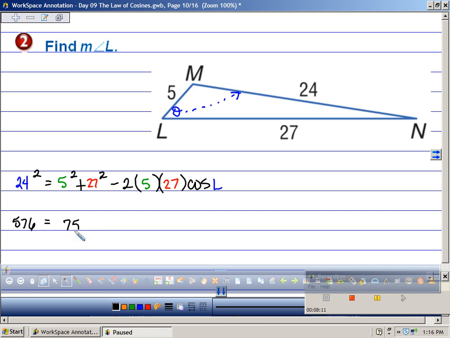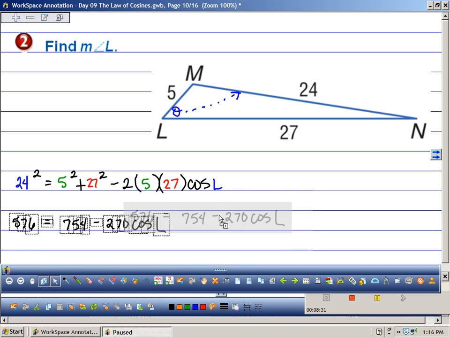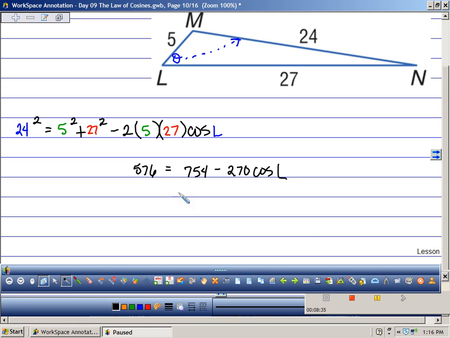I don't think it's the cosine of L. It'd only be 24. No, we don't know the angle. Minus 27 times 5 times 2 is 270 cosine L. I'm actually going to move this over a little bit. Put that right there. Give ourselves a little bit more room.